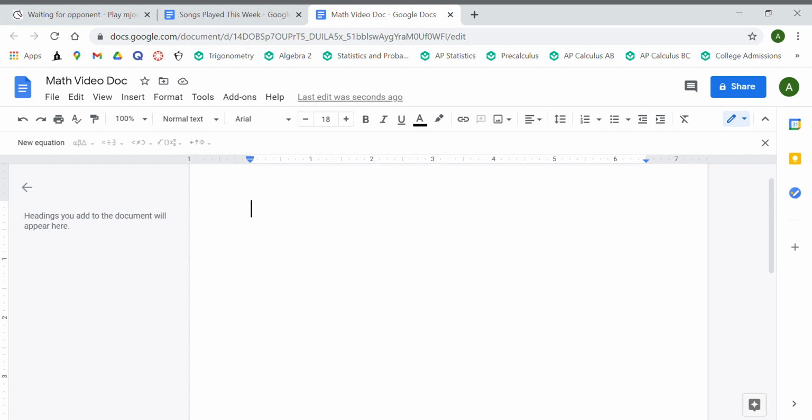Now, each nth root has its own specific rule. So, we're going to talk a little bit about it. There are 4 rules that we're going to need to know.